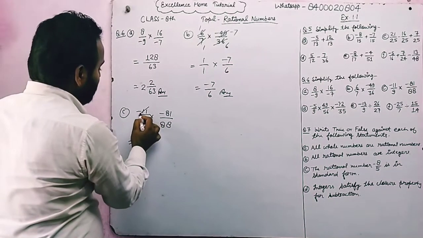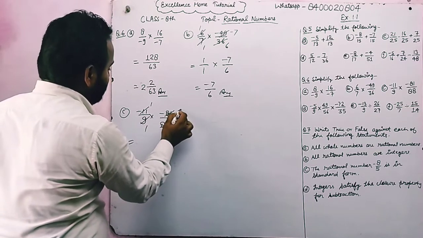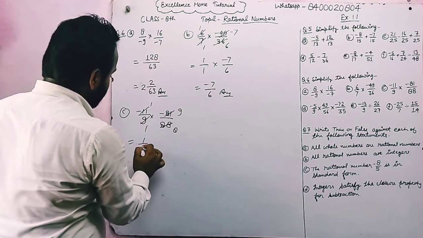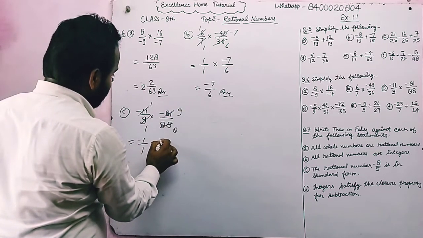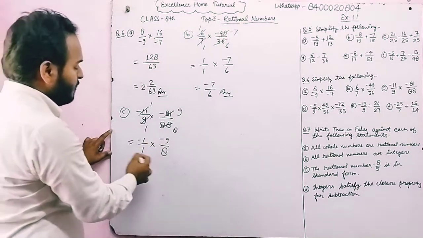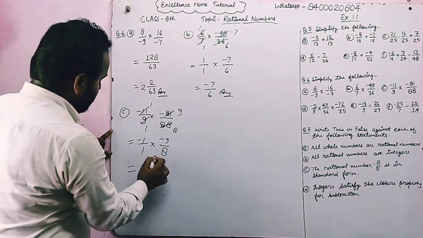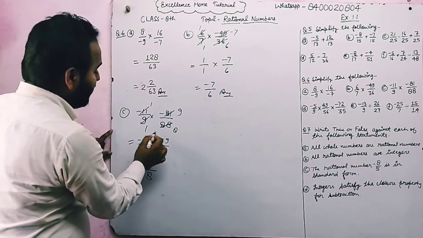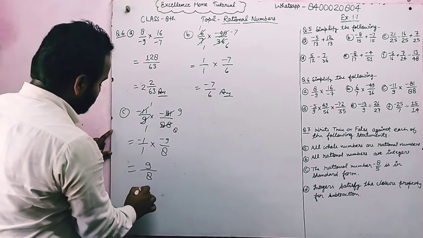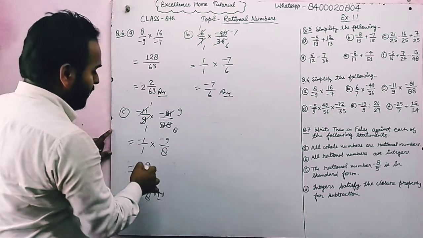So in this, 11 times 1 is 11, 11 times 8 is 88, 9 times 1 is 9, 9 times 9 is 81, and this is 1 by minus 1 by 1 into minus 9 by 8. Multiply numerator to numerator, denominator to denominator. So 9 times 1 is 9 and 8 times 1 is 8, minus minus changes to plus. So 1 whole 1 by 8 you can write in this form, or 9 by 8.